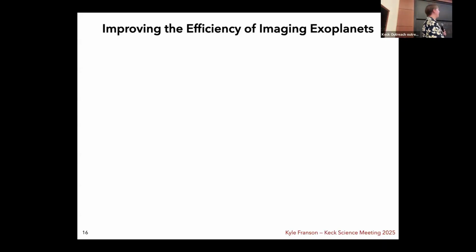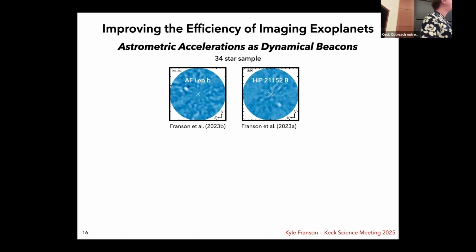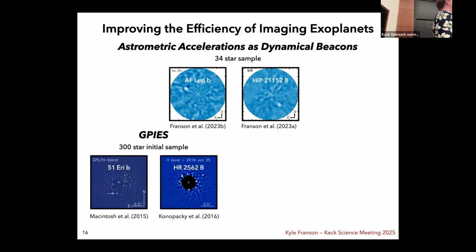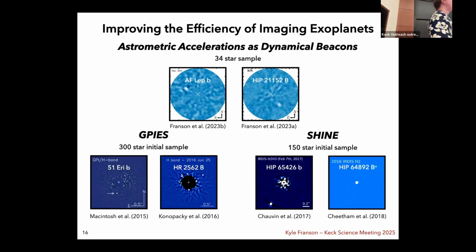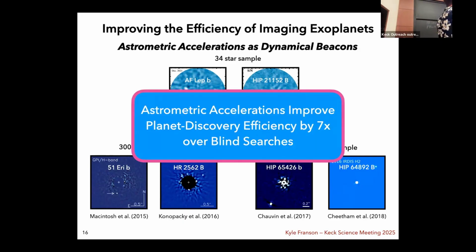We zoom out to take stock of the full survey. Out of a 34-star sample, folding in SPHERE and Paris imaging, taking the young subset of the sample, we've discovered one new planet and one new brown dwarf companion, which is about an order of magnitude smaller in terms of sample size than if we didn't have this astrometry-informed survey. So our assessment is that we're estimating an improvement in discovery efficiency by 7 times over a blind search.